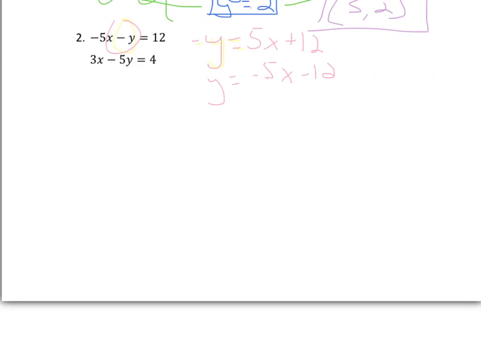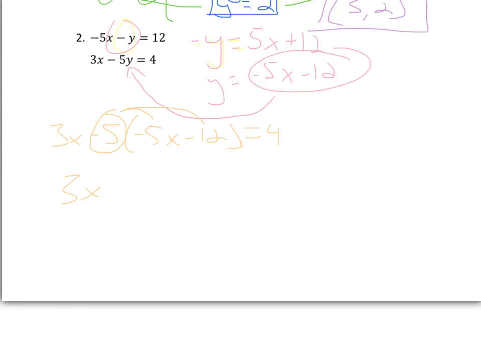Now, once you get that, take this, plug it in for the y in the next equation, and work it out. So we have 3x minus 5 times parentheses negative 5x minus 12, all equals 4. All right, now you see we've got an equation. It's a complex equation, but we still have just an equation with one variable, the x's, so you can solve that right there. We have to distribute this negative 5 before we do anything. So 3x plus 25x, because minus 5 times minus 5x is plus 25x, and plus 60 equals 4.